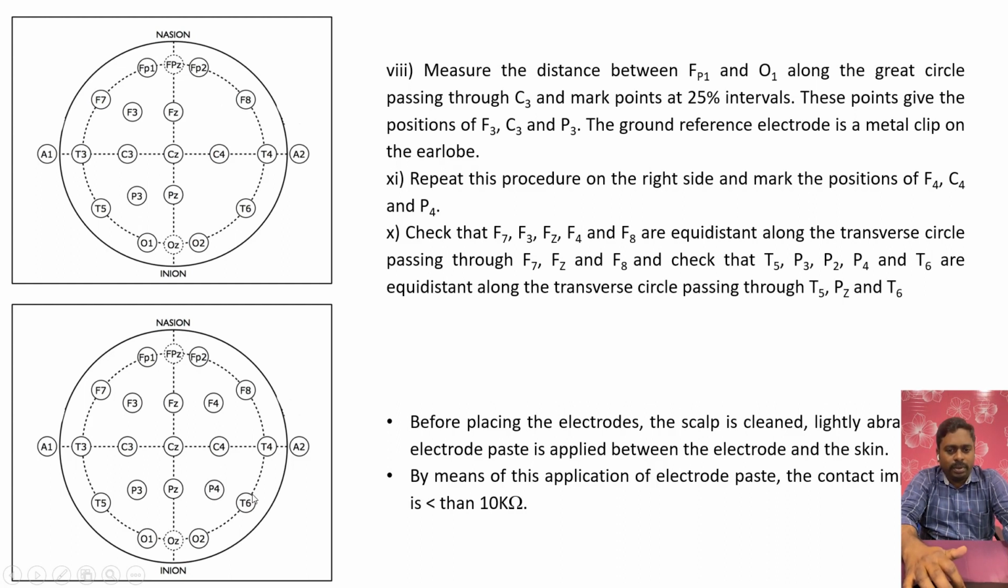Before placing the electrode, the scalp should be clean and lightly abraded, and electrode paste is applied between the electrode and the skin. With the application of the electrode paste, the contact impedance is less than 10 kilo ohms.